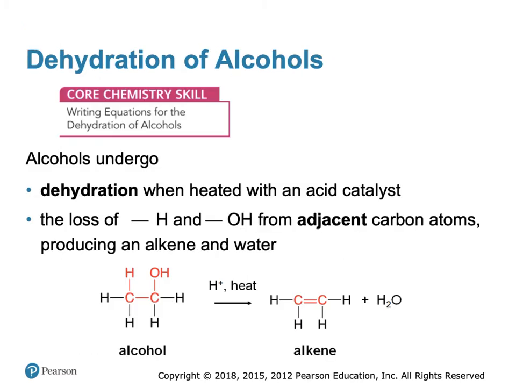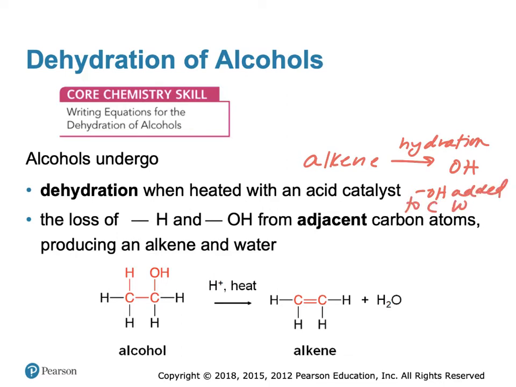Alcohols undergo dehydration when heated with an acid catalyst. The loss of hydrogen and OH from adjacent carbons produces an alkene and water. So if you remember when we were in the alkene chapter, we did hydration reactions, and that led to an alcohol product. And if you remember, the OH added to the carbon with more carbon atoms. So now when we have an alcohol, we can dehydrate that alcohol when we use acid and heat to give us an alkene product.